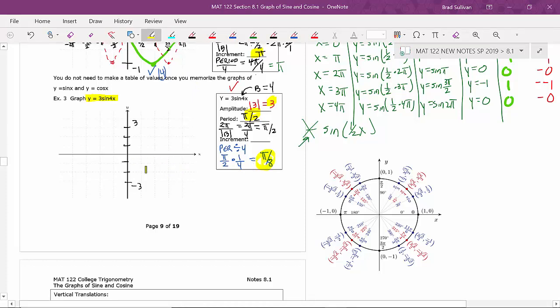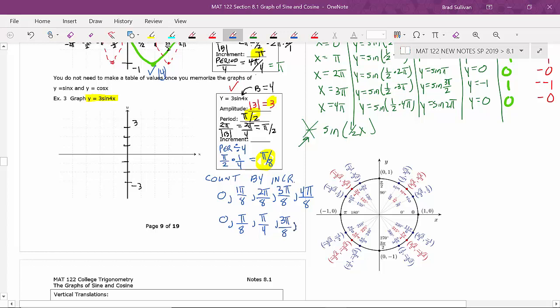Okay? Now again, on this one we're going to get away from making any tables so that we can do these graphs quickly and efficiently. So we're going to count by the increment, starting at 0. We just go 0, 1 pi over 8, 2 pi over 8. Notice I'm counting by the numerator. 3 pi over 8, 4 pi over 8. And you can stop there because that gives you 5 key numbers. So we have 0, pi over 8, pi over 4, 3 pi over 8, and then pi over 2. So that's going to tell us how to make this x-axis.